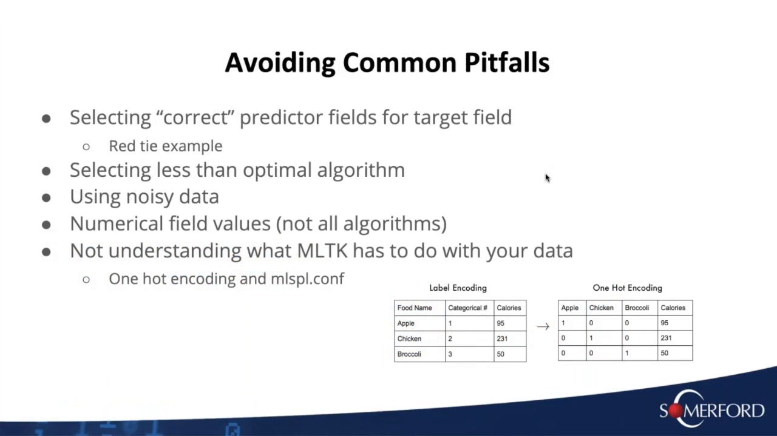Avoiding common pitfalls, yes. So I talked earlier, quite a bit actually, about data munging. So selecting the correct predictive fields for your target field. And when I say here the red tie example, imagine we want to train a machine learning model, and what we want to do is to predict how much it's going to cost for any given journey in the UK. So things that would be relevant to that are like, where's the starting point? Where's the finishing point? What's the distance between them? Are we going by car, by bus, by train, by plane? What day of the week and what time of day are we going? Because all these things have an influence over the cost of our travel.